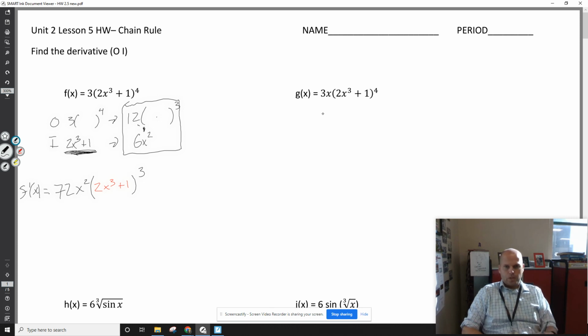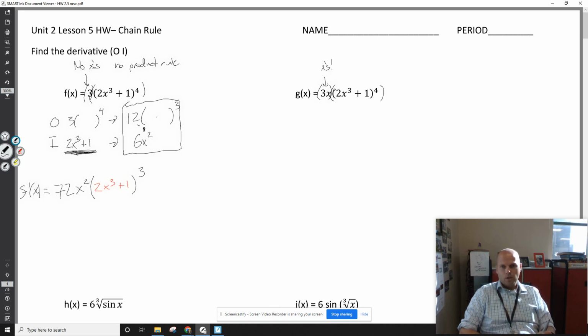Now, notice the difference between this one and this one. Yes, this is a product, but there are no x's. Since there's no x's there, you don't have to use the product rule. This is different. Yes, this is a product, and since there are x's, you have to use the product rule. And a lot of students really get confused by that. They try to use the product rule all the time. You don't have to use the product rule all the time. You just got to figure out when to use the right rule at the right time.